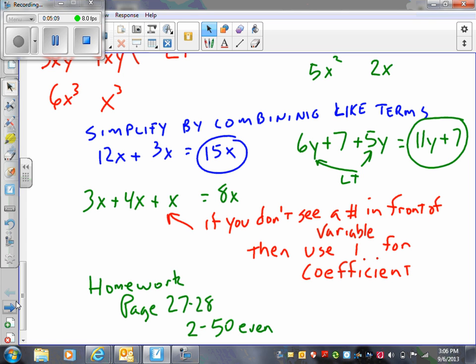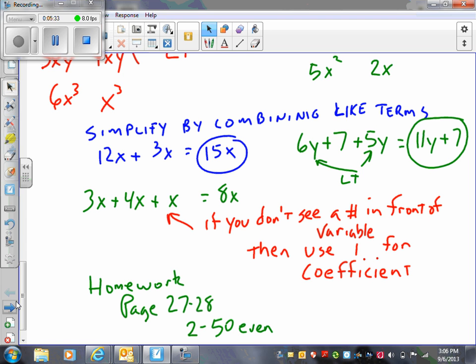So if I had 6y plus 7 plus 5y, 6y and 5y are like terms. I can combine those. 6 plus 5 is 11y. It's just like $6 plus $5. Anytime you're trying to combine variables, think of it in terms of money. If you slap a dollar sign on there, you can think of it. So 11y plus 7. I can't do anything with the 7. It has to stay there.